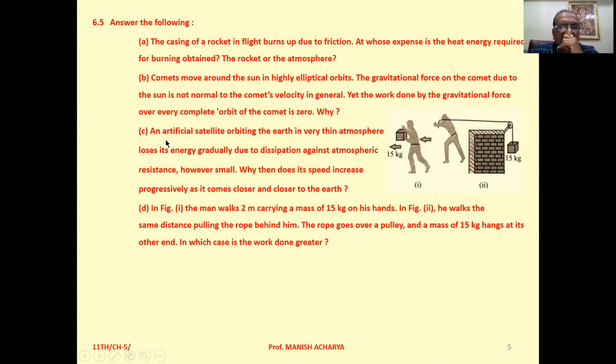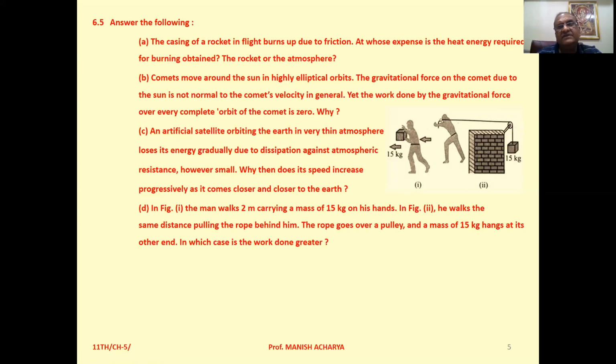Then C. An artificial satellite orbiting the Earth in very thin atmosphere loses its energy gradually due to dissipation against atmospheric resistance, however small. Why then does its speed increase progressively as it comes closer and closer to the Earth? When it comes closer to the Earth, the height of the satellite from the surface of the Earth decreases. So its potential energy mgh also decreases.